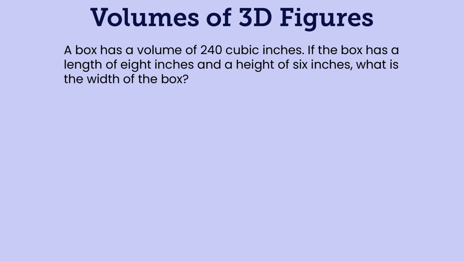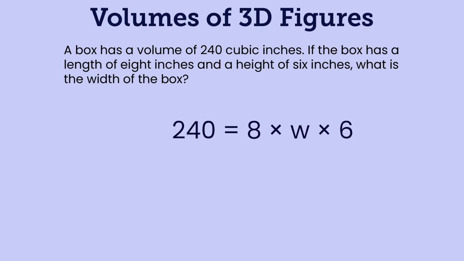The problem does not state that the box is a rectangular prism, but this can be determined based on its description as a box with differing dimensions for its length and height, which indicate that the box is not a cube. With this information, the problem can be solved by inserting known values into the volume formula for rectangular prisms, which is volume equals length times width times height. That gives us 240 equals 8 times W times 6, with W being the unknown width.